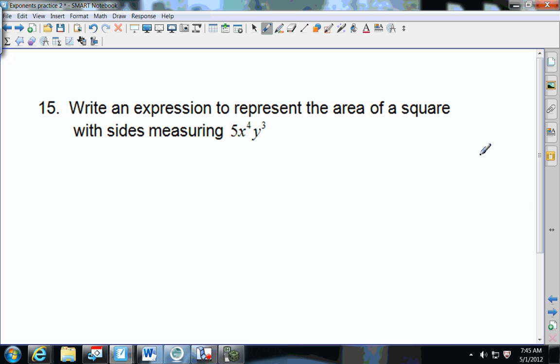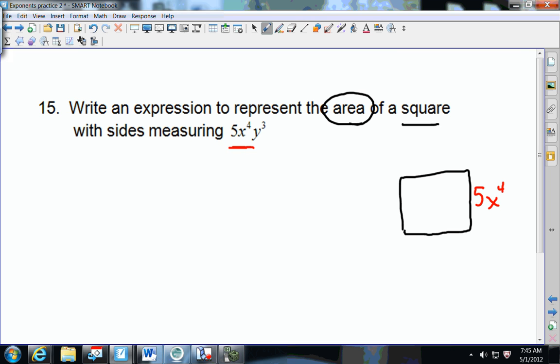The first thing I would tell you on this problem is to make sure and draw a picture. Anytime you can draw a picture, I would do that. First off, it says write an equation to represent the area of a square. Well, here's a square. What do we know about squares? All the sides are the same, and the side measures 5x to the 4th y to the 3rd. So that means that so does this side.